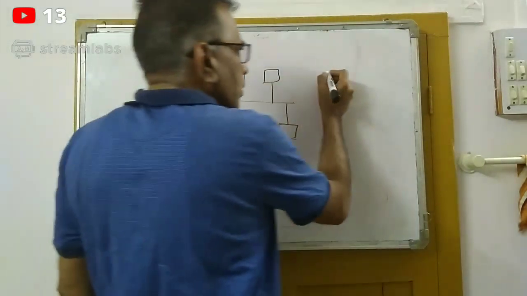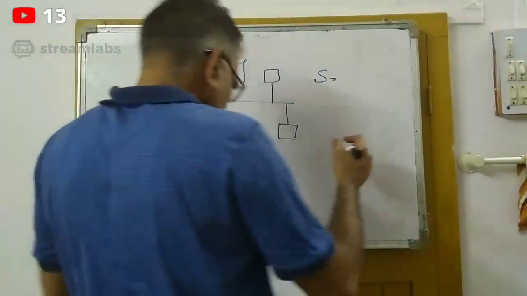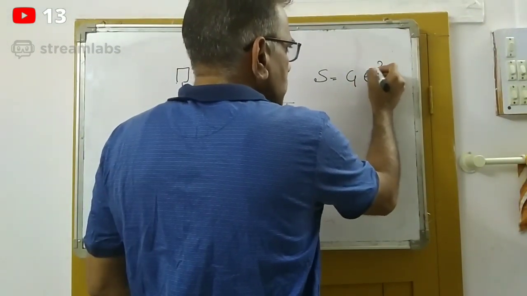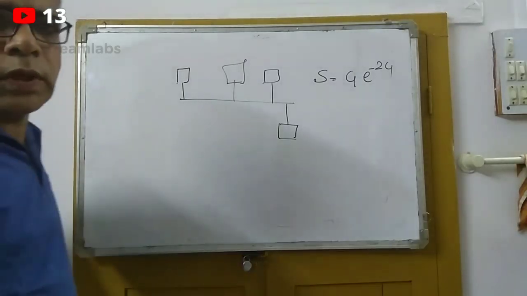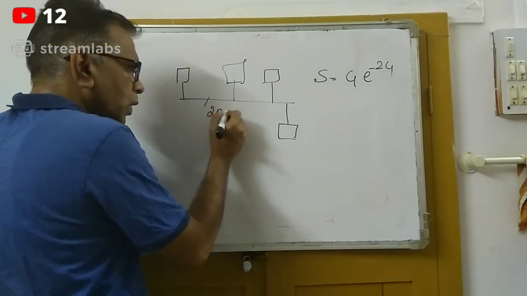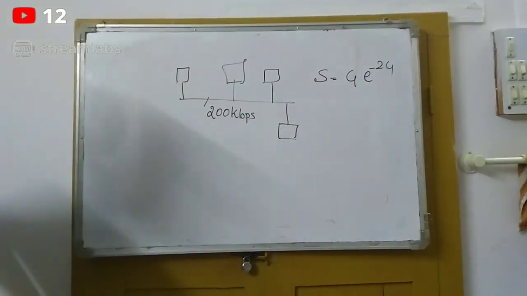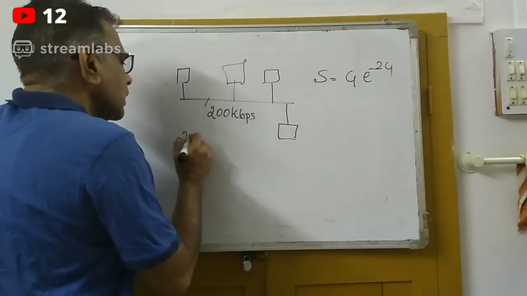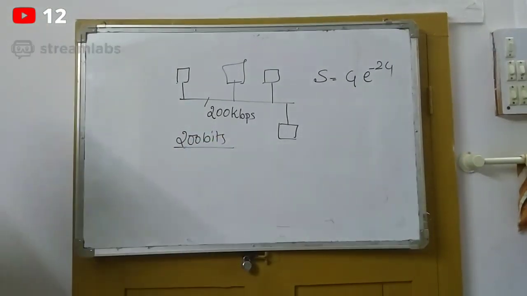As you know, the formula used to calculate efficiency or throughput in a pure Aloha is S equal to G into e raised to minus 2G. Fine. So this is the formula used for calculation of throughput in a pure Aloha. What is said is the link bandwidth is 200 kbps, and the frames allowed to be transmitted on this link are of fixed size, 200 bits long.